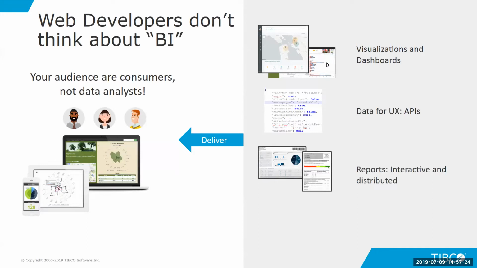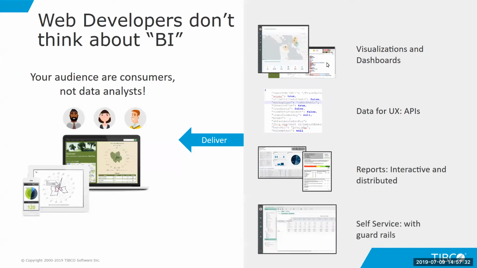It could be something richly formatted. They need to be able to take that information away from the app and use it for other purposes. And lastly, the sort of thing that we see application users wanting is some ability to serve themselves.